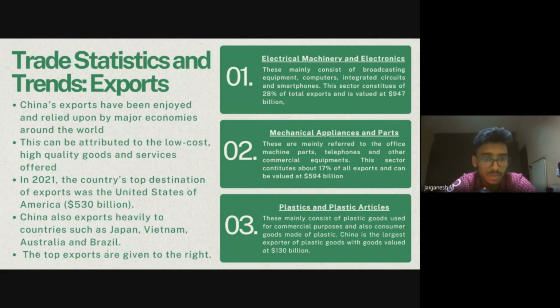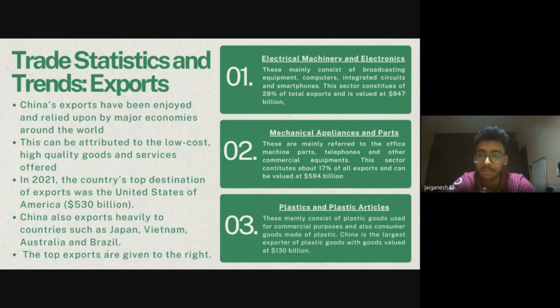In 2021, the Chinese top export destination was the US. Ironically, because they have had a lot of disputes with the US in the last 5 years, and these exports are worth around $530 billion. They also export heavily to countries such as Japan, Vietnam, Australia, and Brazil. And what do they export?